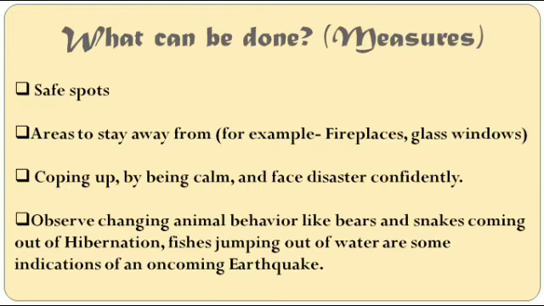Also, among animals, fishes jumping out of water, either in the oceans or in the rivers or ponds, are some indications of an oncoming earthquake. These things were observed by the tribals and the people who lived long years back. Presently, we have machines to come to know, but these are also some of the indications which we can see beforehand. Then come the diastrophic forces.